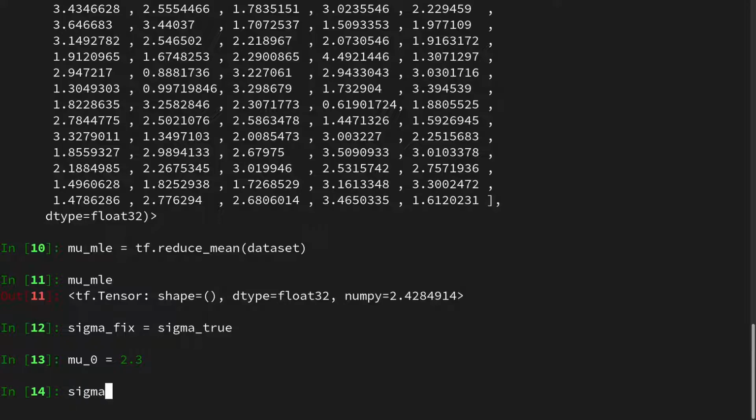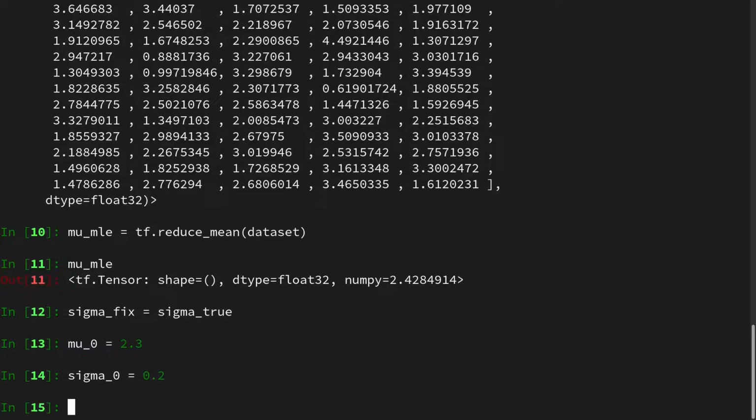And then it is sigma 0, where he encodes his uncertainty about his knowledge. Let's say, for instance, he is not too certain, but so certain, like 0.2 standard deviation around 2.3. Recall that this is associated with the prior. And then we can translate the formula for mu n.